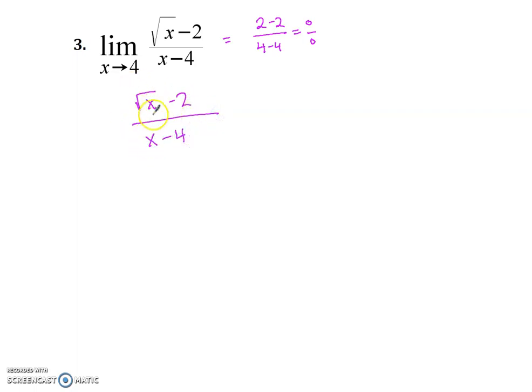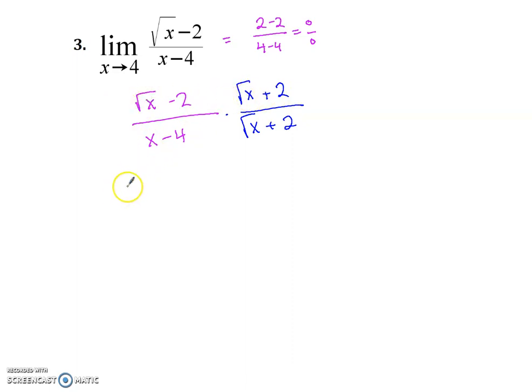Okay. Wherever you have the square root, you want to multiply by the conjugate. Okay, that means change the sign between the square root and the regular number. So what I'm going to do is multiply by square root of x plus 2. Okay, and so to keep this fraction equal, I've got to multiply by that on top and bottom. Okay, so on top, I want to FOIL this out.